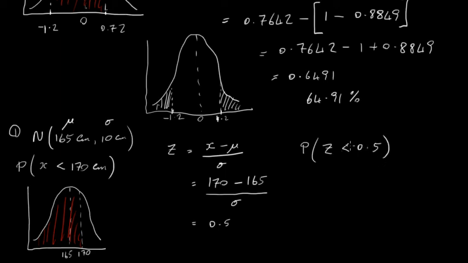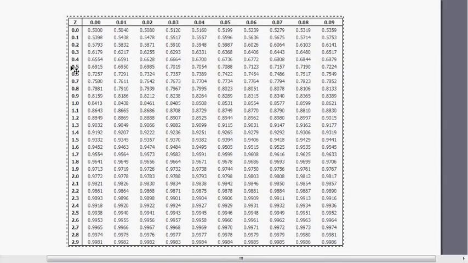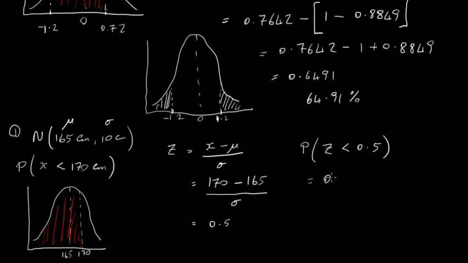This we can read from the table. The probability that our z value is less than 0.5 is exactly the same as the probability that any x value will be less than 170 centimeters. So let's read this from our tables. Let's look for 0.5. So 0.5 is here, which is 0.6915. So the probability that our z value is less than 0.5 is 0.6915.